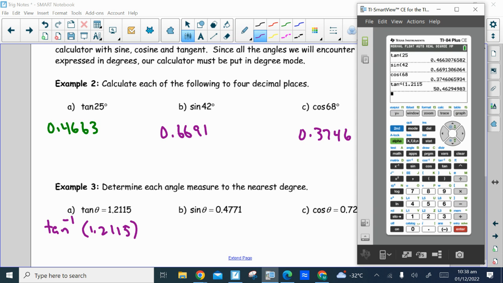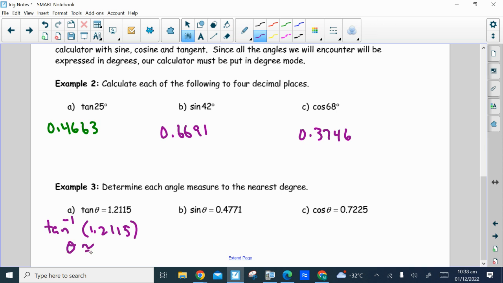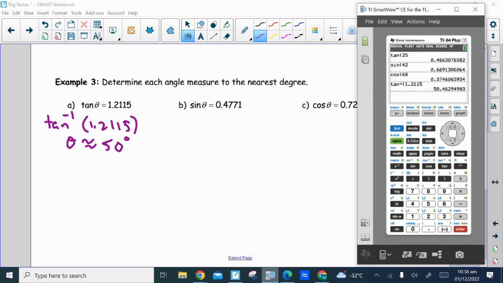Now we're going to round it to the nearest degree like it says, which means the digit in the 1 spot is a 0. To the right of that is a 4, which means the 0 stays the same. Theta is approximately 50 degrees. And we say approximately because we rounded. We rounded the angle.